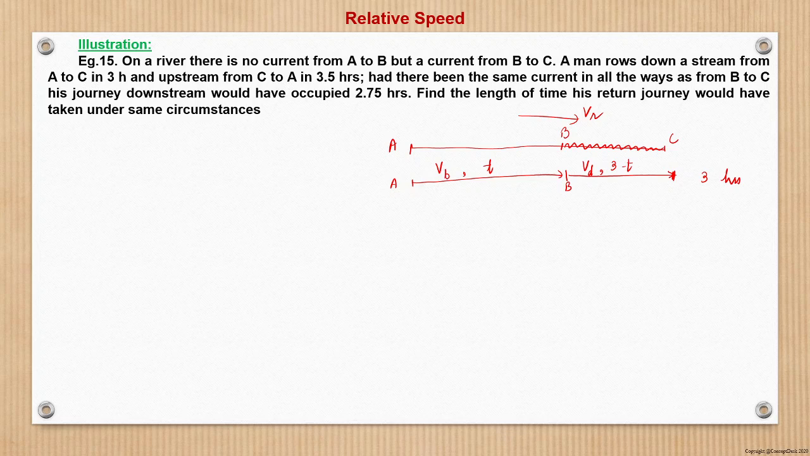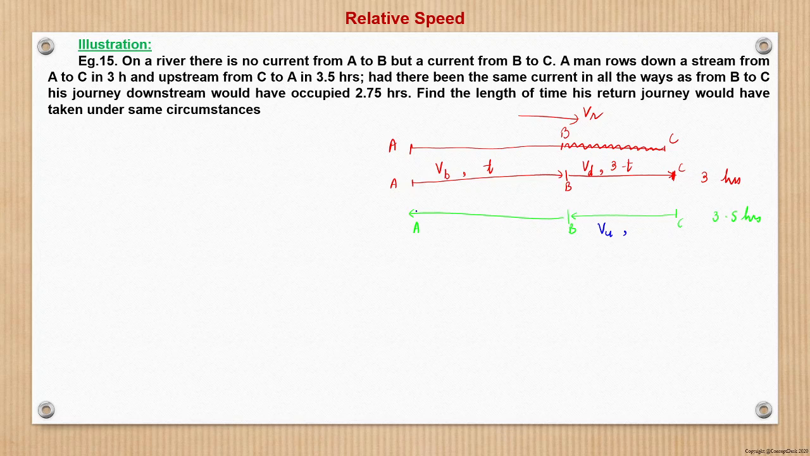Now, the upstream, that is from C to A, so from C to B he would have come, and then from B to A he would have come, and this time has been given as 3.5 hours. So now see one thing. If we compare here A to B and B to C, so this is an upstream movement. So this will be the velocity upstream, and time we do not know as of now.